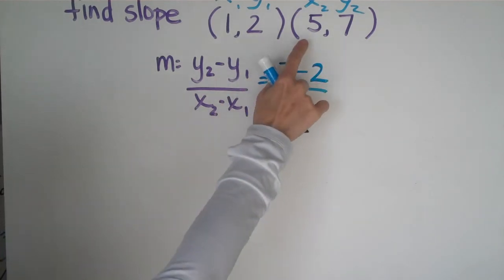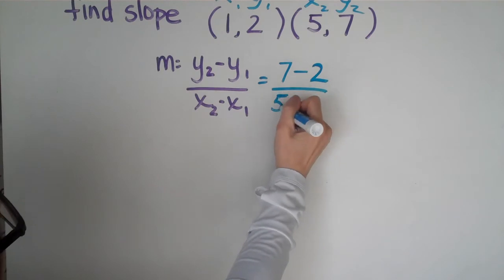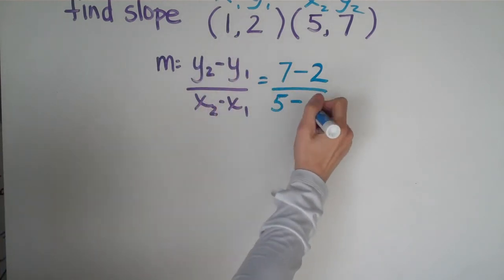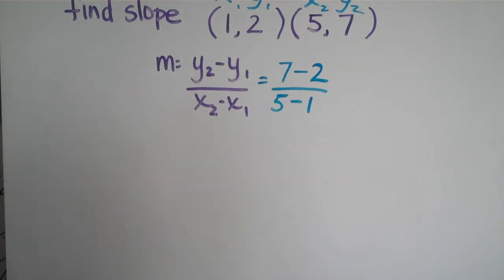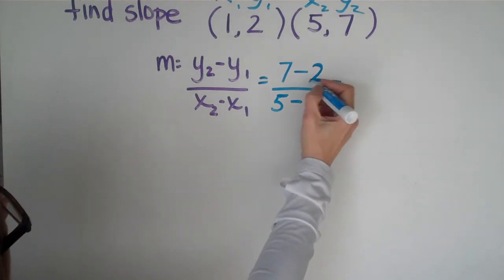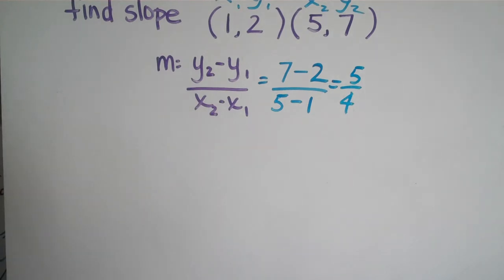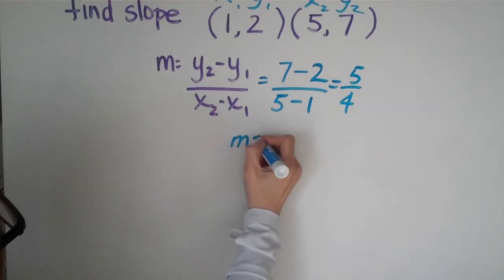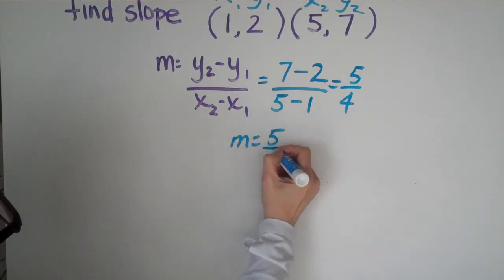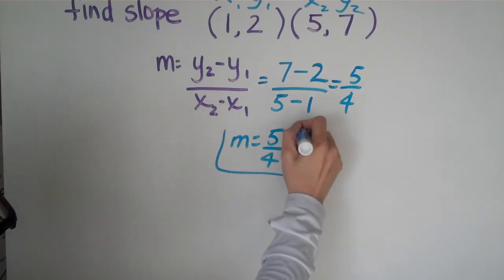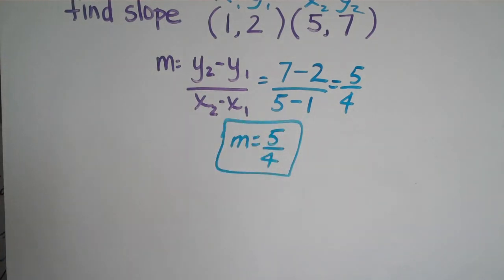over x2, which is the 5, minus x1, which is the 1. And then we have 7 over 2, which is 5 over 4. And that's it. Our slope, m equals 5 over 4. That would be our final answer. Very, very simple. Okay, so let's do another one.